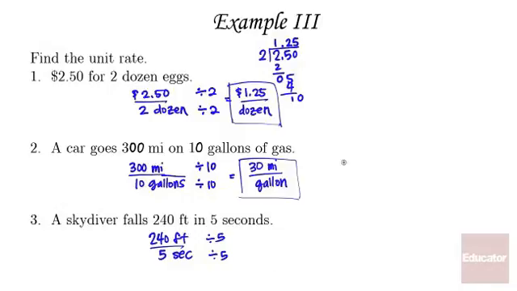So 240, let's do it over here. 240 divided by 5. It's going to be 4, because that's going to be 20. 4, 0. That will be 8. So 48 feet per second. Okay, so here is my unit rate.